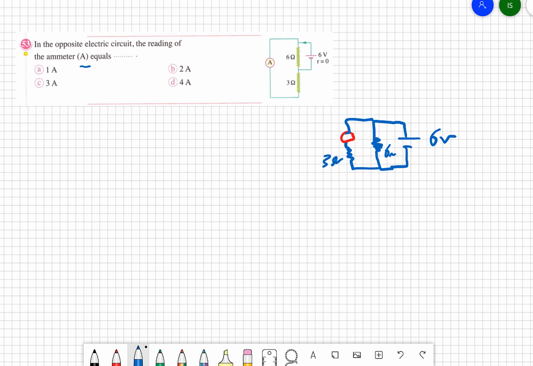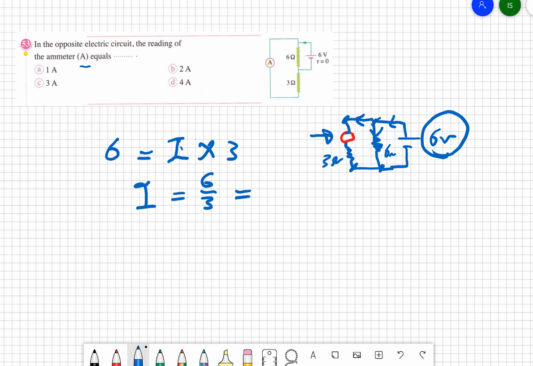So 3 ohm. You know the voltage between these 2 points is the same as the voltage or potential difference here, the electromotive force. So 6 volts equals I, the current, times the resistance in this branch, 3 ohm. So the current in this branch that the ammeter is measuring equals 6/3, which yields 2 ampere. I hope it is easy, guys. Let's move to the next one.